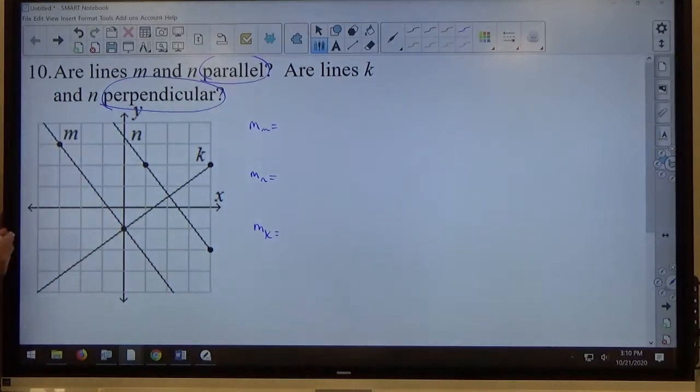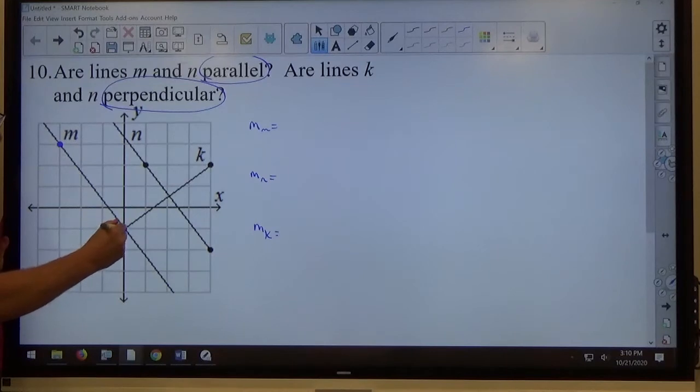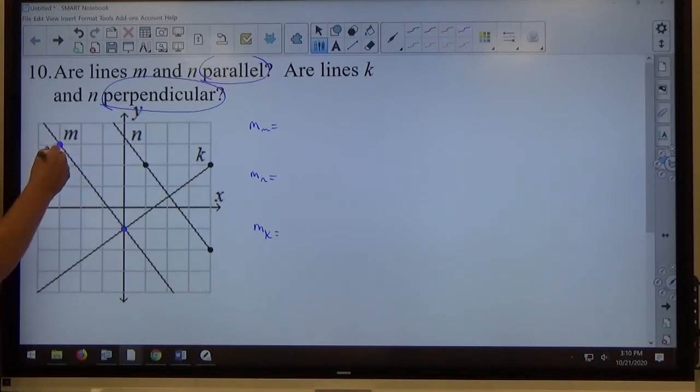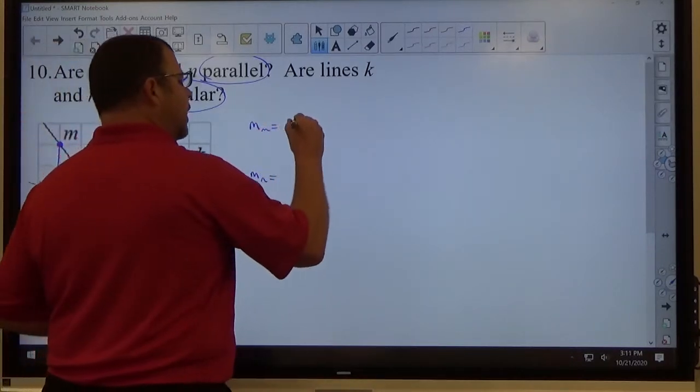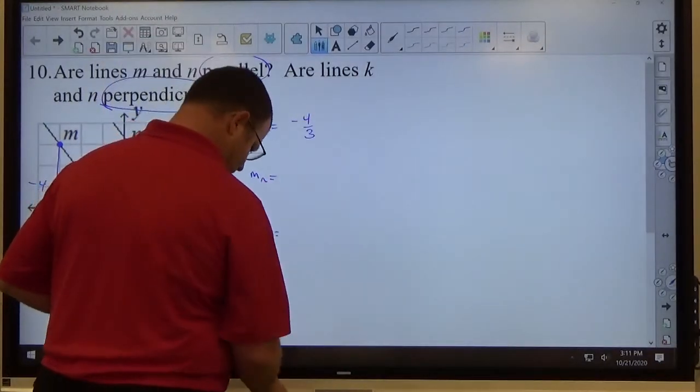To find slope of M, I find 2 points, which are marked here on the problem. Going from point 1 to point 2, I do a rise, which is a vertical change of negative 1, 2, 3, 4. I'm going down, so it's negative. I've got a run, which is a horizontal change of positive 3, 1, 2, 3, because I'm going right. Down negative, right positive. So this is a negative 4 rise over a positive 3 run. So negative 4/3 is the slope of M.